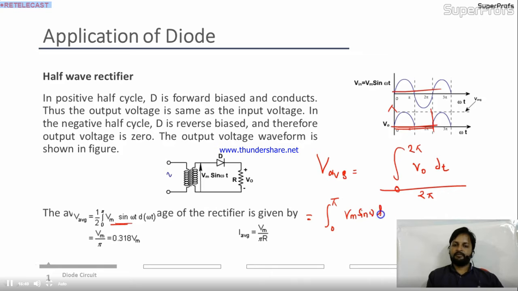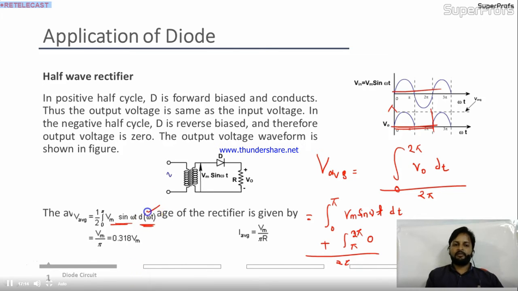Similar to input Vm sin omega t dt. But what about pi to 2 pi? From pi to 2 pi, I am having 0 value. Divide by 2 pi. So you are left with 1 by 2 pi Vm sin omega t d omega t. Is it okay to you?